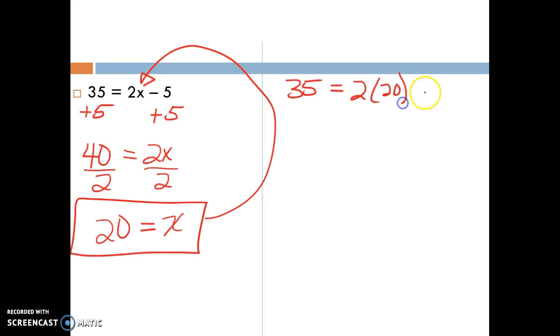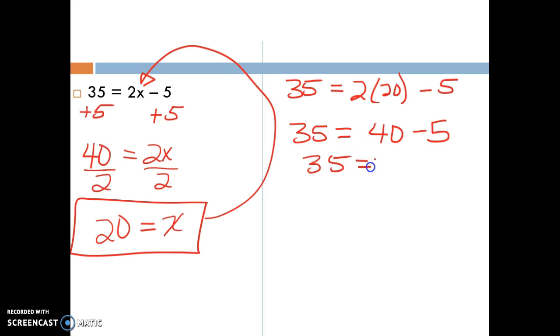I will do it with this one right here just to show you, but do it with all of your work. You don't need the computer to tell you whether you got it right or wrong. You can find out yourself. 40 minus 5 is 35. Yes, we did do it correctly.